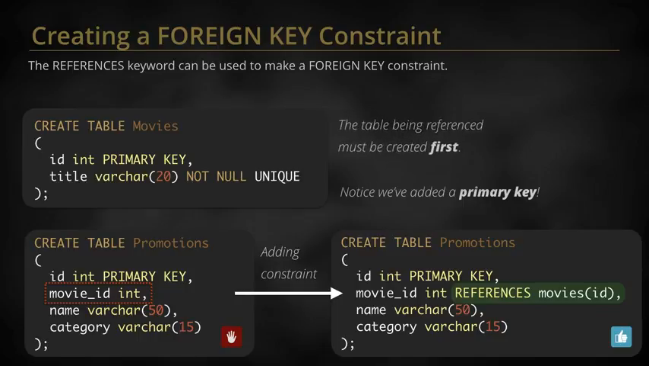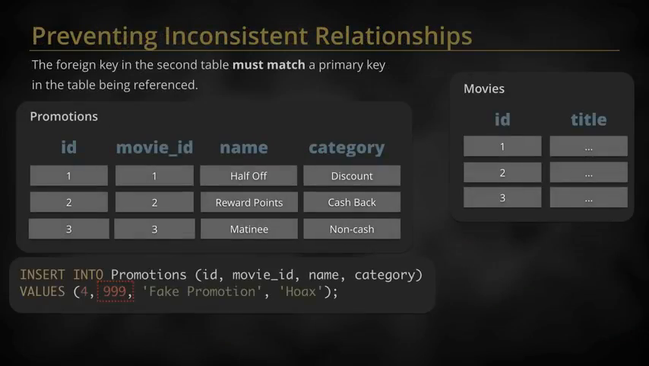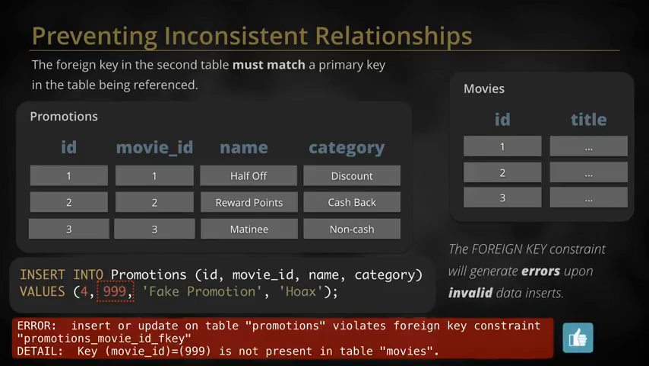It's important to note here that if you create a foreign key constraint like this, it needs to be referencing a table that has already been created. So in this case, the movies table had to have been created first. Now if we go back to our tables and we try to insert a promotion referencing a movie that does not exist, one with an ID of 999, we properly get back an error, saying that our insert violates our foreign key constraint.